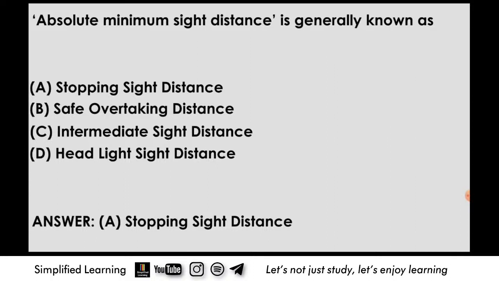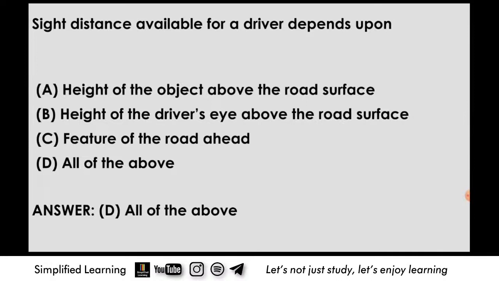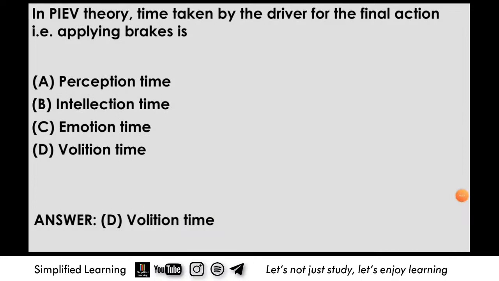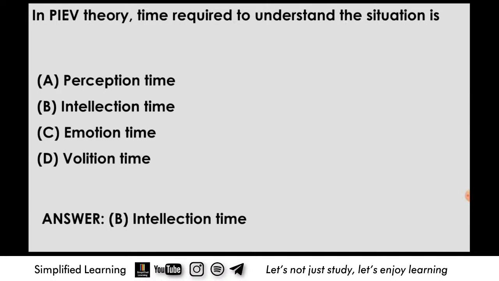Absolute minimum sight distance is generally known as SSD, that is stopping sight distance. The sight distance available for a driver depends upon the height of the object above the road surface, the height of the driver's eye above the road surface, and the feature of the road ahead. Therefore, the answer is all of the above. In PIEV theory, the time taken by the driver for the final action, that is applying brakes, is volition time. Again in PIEV theory, the time required to understand the situation is called intellection time.